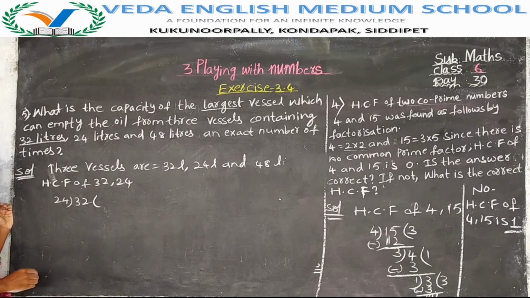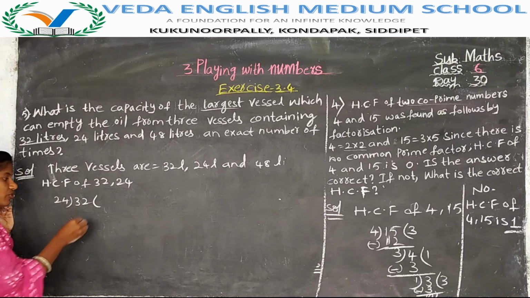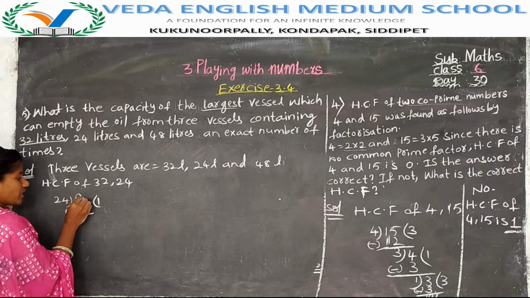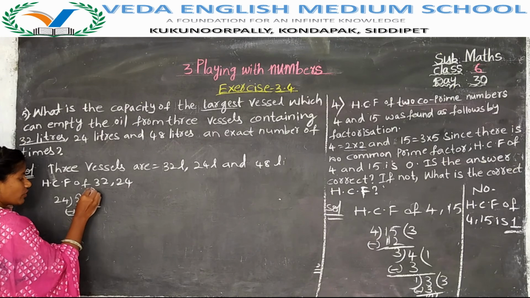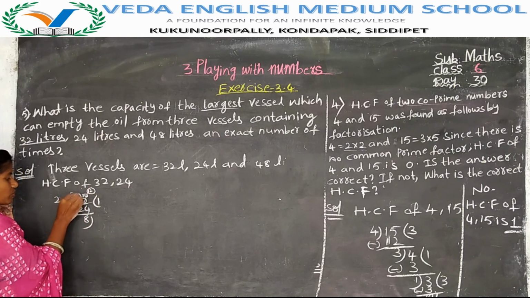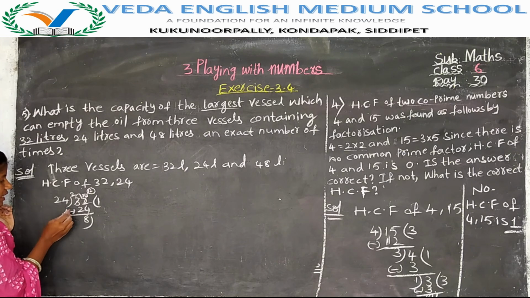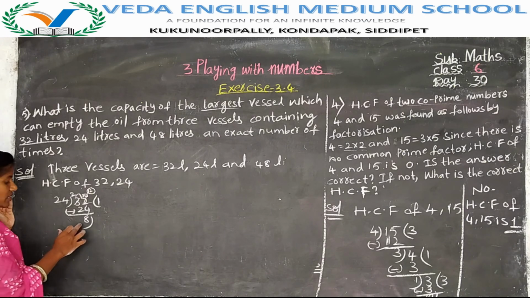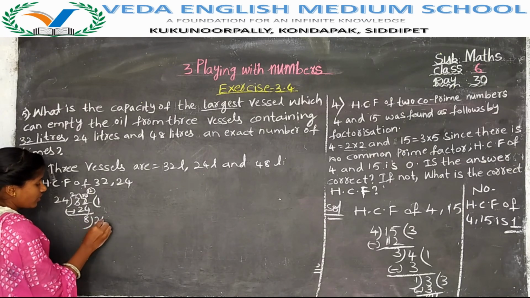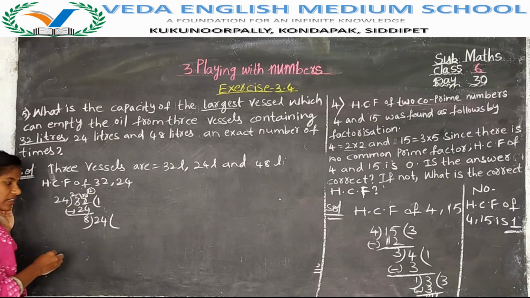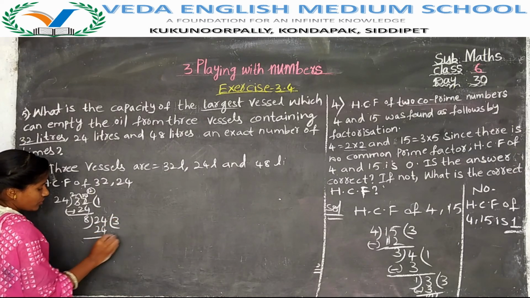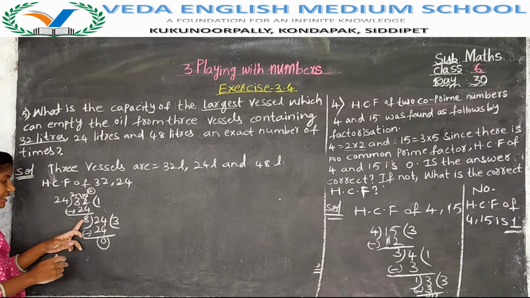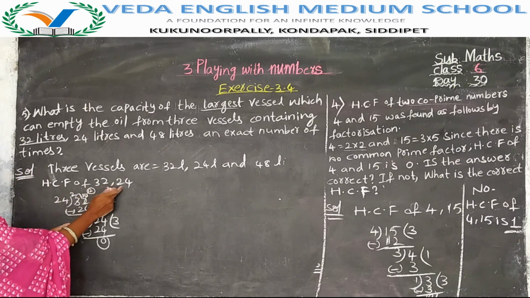24 ones are 24, 24 twos are 48. 48 is greater, so we take 24 ones are 24. Is 2 minus 4 possible? No, so you have to borrow. 10 plus 2 is 12, 12 minus 4 is 8. 3 becomes 2, so 2 minus 2 is 0. We did not get the remainder as 0, so you have to continue the process. Now 8 with the first divisor 24. 8 threes are 24, so 24 minus 24 is 0. The HCF of 32, 24 is 8.